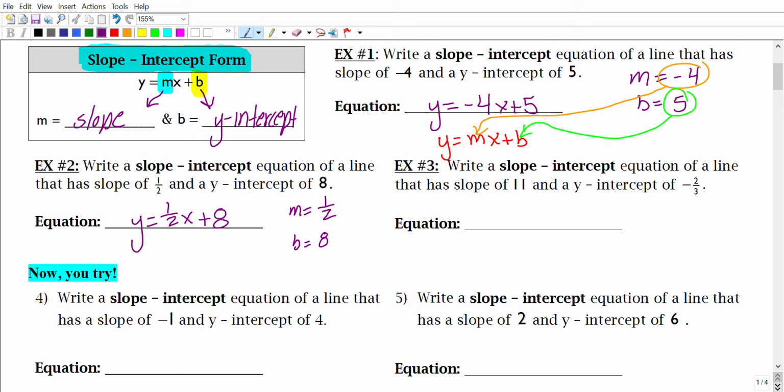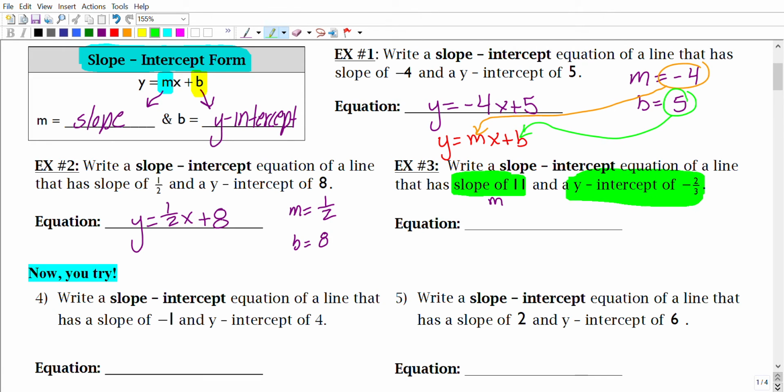It says, write a slope-intercept equation of a line that has a slope of 11 and a y-intercept of -2/3. Before we answer this question, I want you guys to notice something. For slopes in the past, we sometimes have had fractions, and usually for our y-intercepts we have whole numbers. That might not always be the case, so don't let this confuse you. Here they're telling us that the slope is 11, so that is my m, and my y-intercept is -2/3.